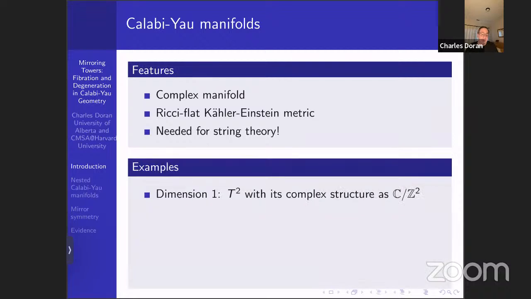Okay, so some examples. Well, we already saw we could quotient the complex plane by a lattice. That was the picture on the right in the previous page. So this is T2, the 2-torus with its complex structure induced by that quotienting. If you mark a point on it, it's an elliptic curve. So think of this as the dimension 1 version of Calabi-Yaus or elliptic curves.